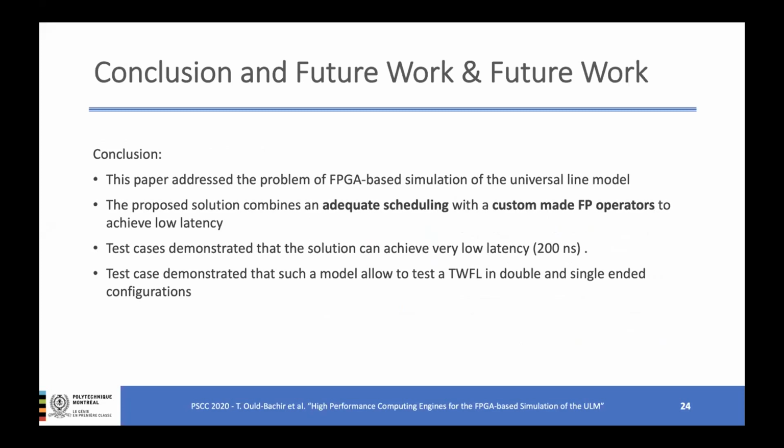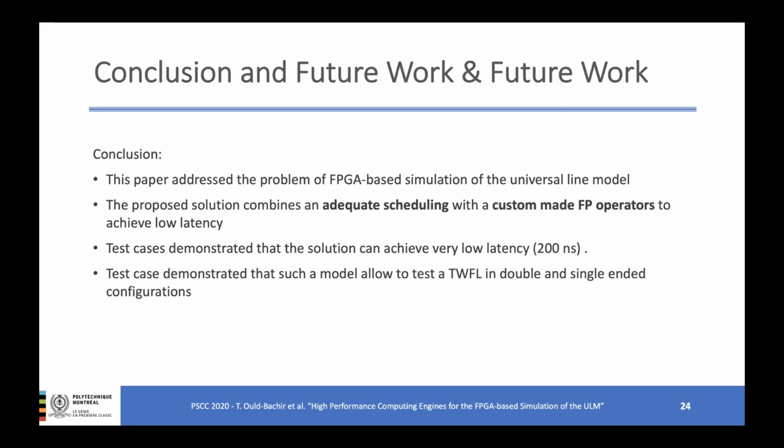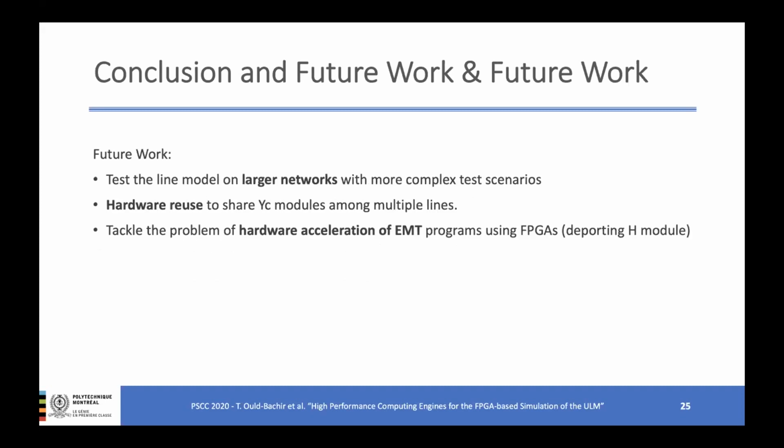So the conclusions: we show that we were able to implement the universal line model very efficiently with a latency of 200 nanoseconds. Although the example shown here used a time step of 1 microsecond, because otherwise the number of samples would be too large, this is not really necessary for the application. We combined a scheduling that was appropriate for the application, as well as custom floating point operators to achieve low latency. And we have shown that we are able to test a traveling wave application for double-ended as well as single-ended configurations.